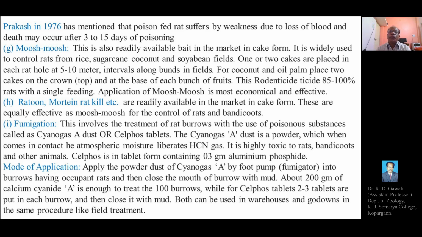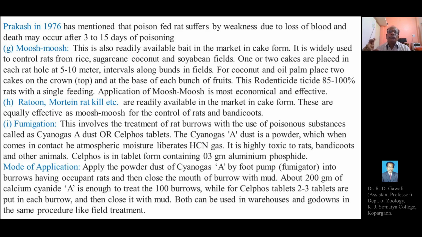Then another product or rodenticide, namely ratoon, mortine, rat kill, etc., are also readily available in the market in cake form, and these are equally effective as mush mush for the control of rats and bandicoots.